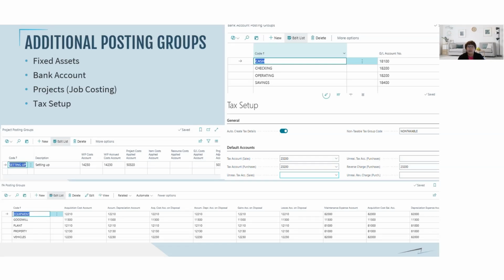There's also posting accounts to be driven for the tax setup, for projects, and for fixed assets. And I've included screenshots of all of those here as well. So you want to make sure that you have those setups in place so that your transactions are hitting the accounts that you expect. And as you're getting used to Business Central, or if you need a refresher, make sure that when you're looking at those transactions, you're running the preview post and you're understanding the GL accounts that are being impacted by those transactions.